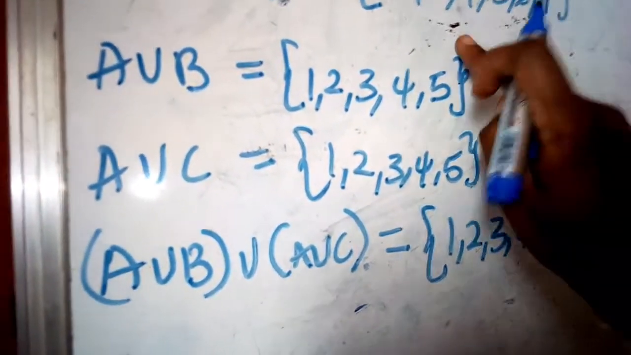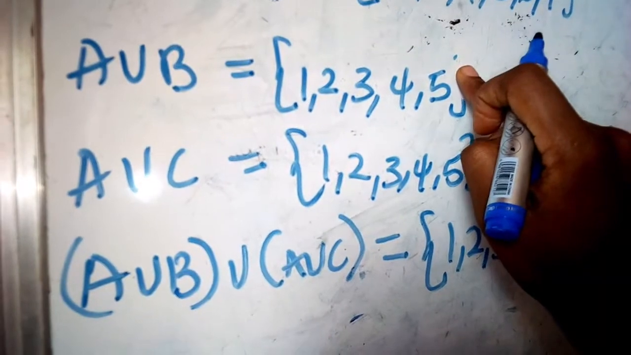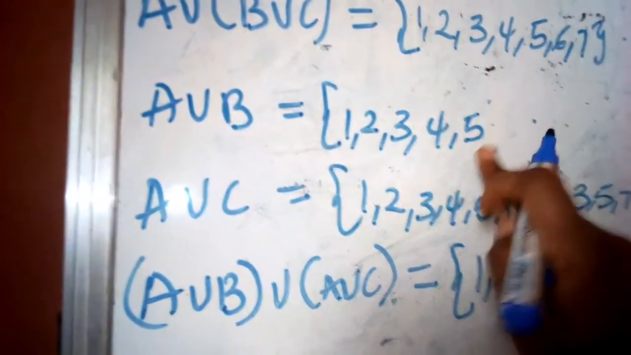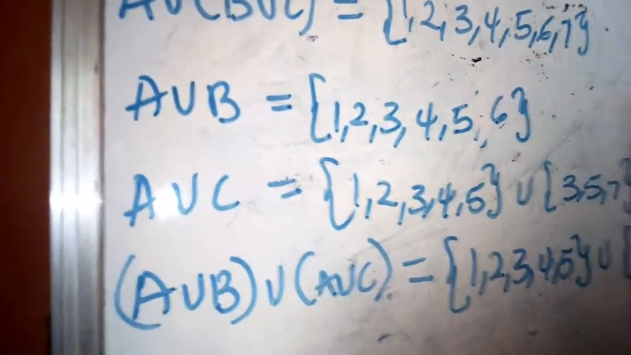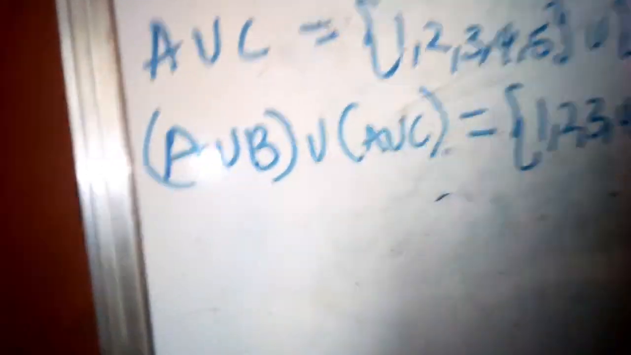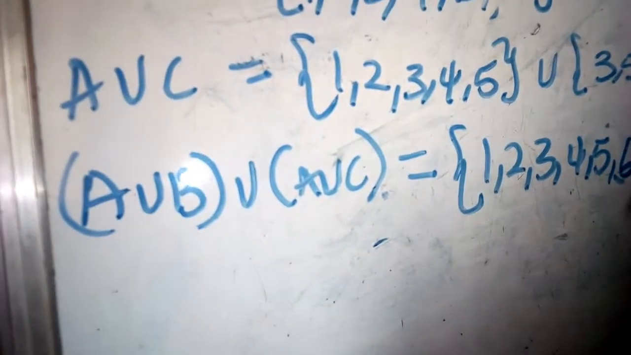Our A union B, sorry, we did not include our 6. I'm sorry. A union B, yes, sorry, I made a mistake. This is our A union B, and from here, there is 6 there. A union B, there is 6. Okay? So that was included. I'm so sorry for that.